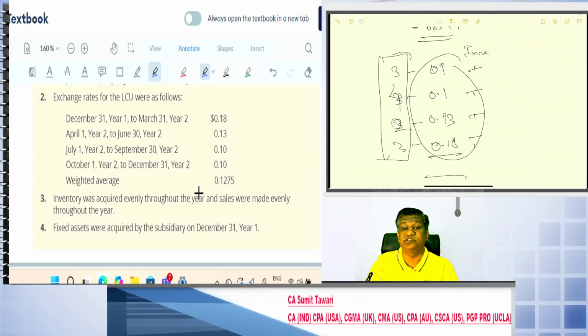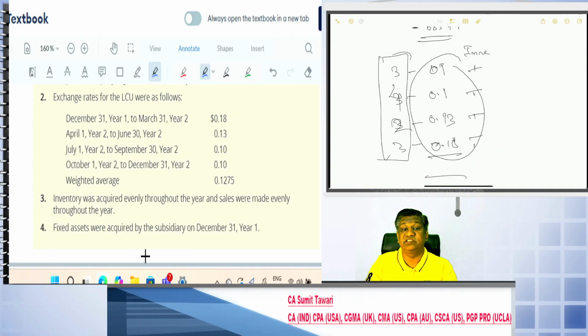So, if we purchase the same amount throughout the year, say 10,000 per month, then for the first 3 months, 30,000 multiplied by 0.18, for the second 3 months, 30,000 multiplied by 0.13, the next 3 months, 0.10, and the last 3 months, 0.10. Because we purchase evenly, it automatically becomes the weighted average.